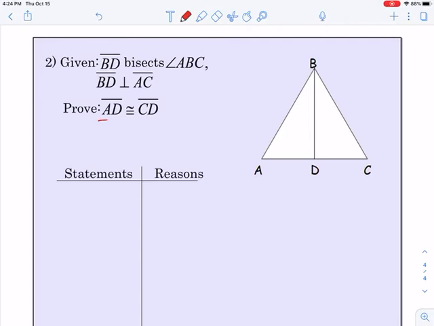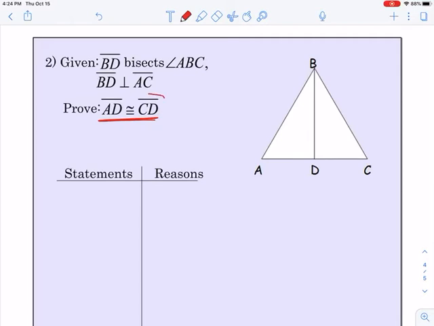Instead of proving two angles are congruent, we're going to prove two line segments are congruent. Again, literally all we're doing is adding one step to our proofs here. So again, I'm given that BD bisects angle ABC and that BD is perpendicular to AC, and I want to prove that AD is congruent to CD.